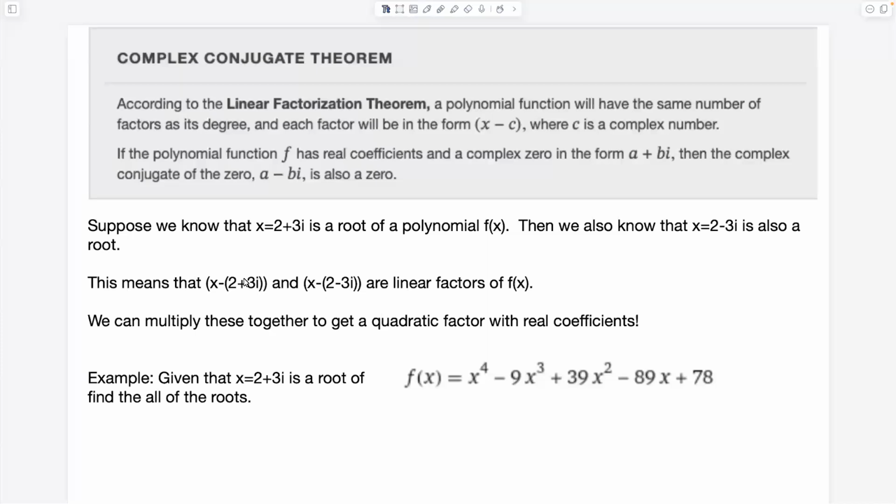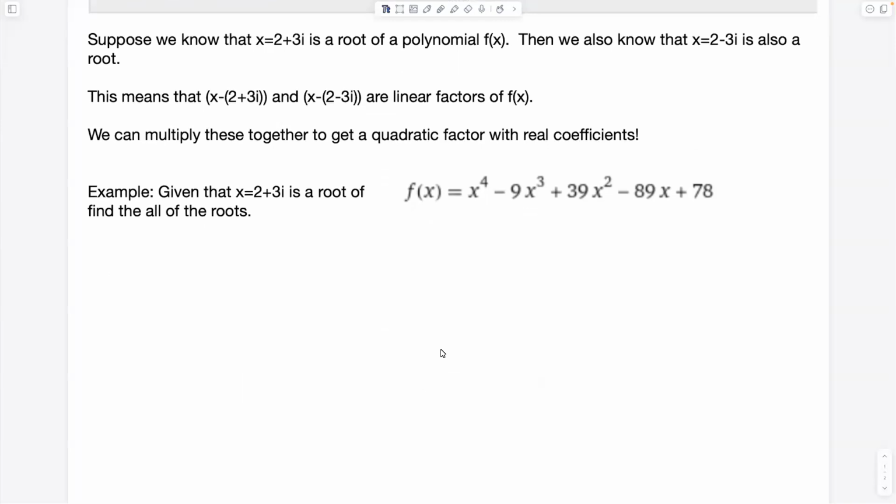We never want to do long division or synthetic division with complex numbers, only with real numbers. Of course, real numbers are complex, but you know what I mean. If we have something of the form a plus bi, where b is not 0, we don't want to use synthetic or long division on something like 2 plus 3i. Okay, so here's an example.